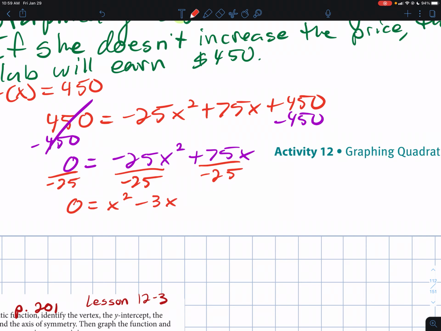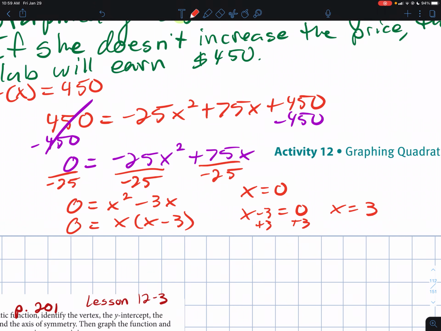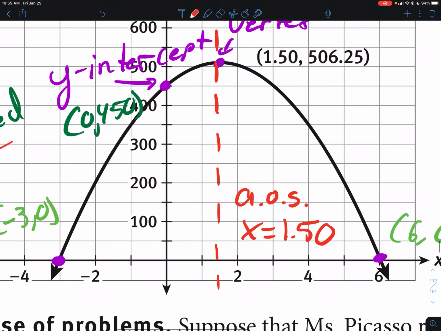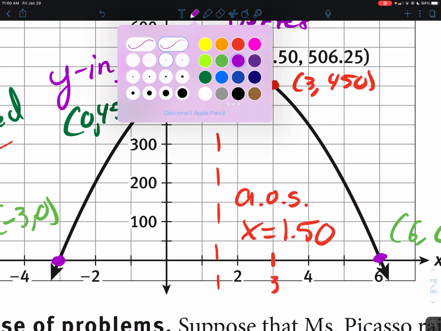Now you could put this in the quadratic formula if you want to, but we'll just factor it. So 0 equals x times (x minus 3). We got a GCF. So x could equal 0, or x minus 3 could equal 0, which is add 3. x could equal 3. So let's take a look. If you notice, there are actually two answers. If they increase the price by $3, they'll also earn $450.